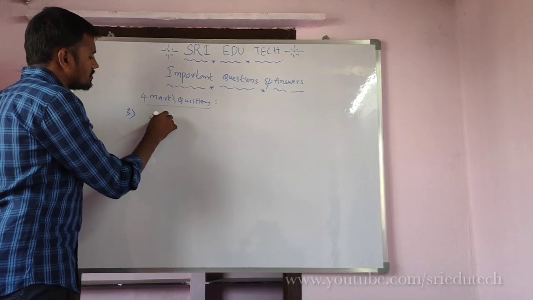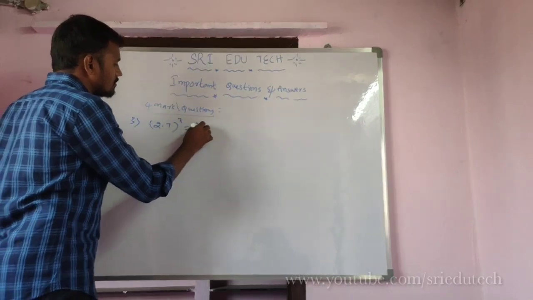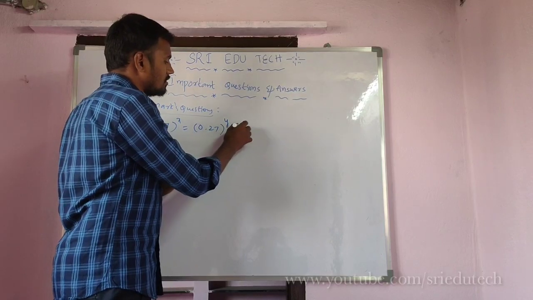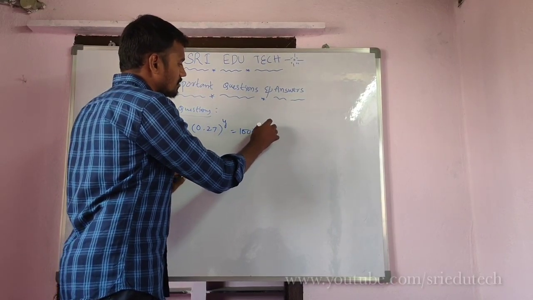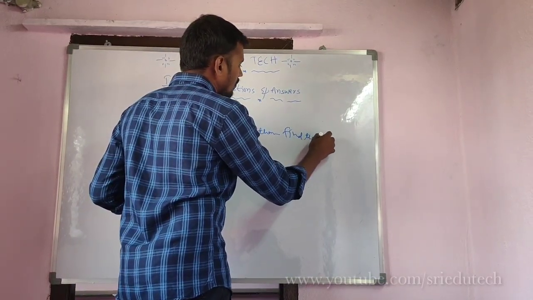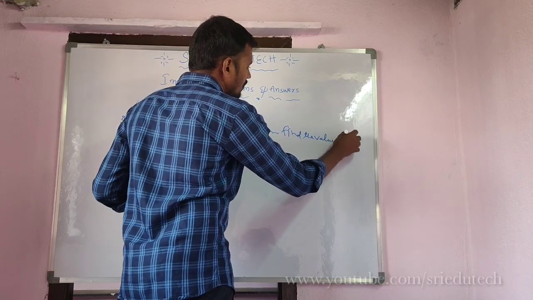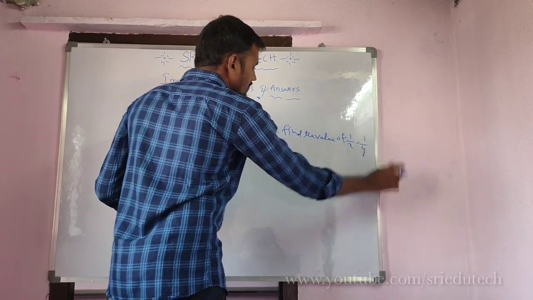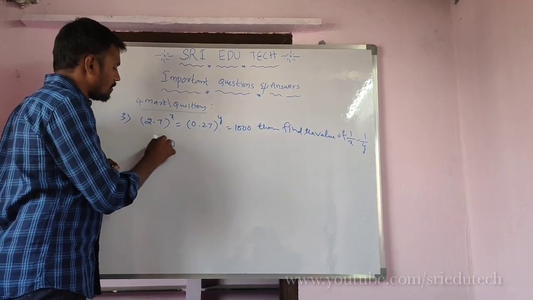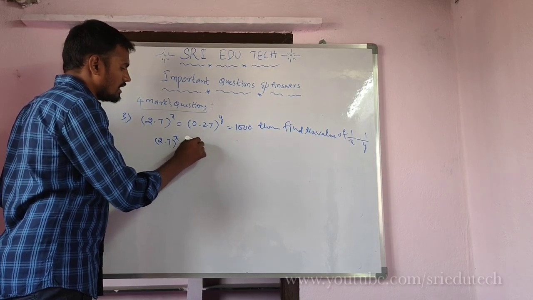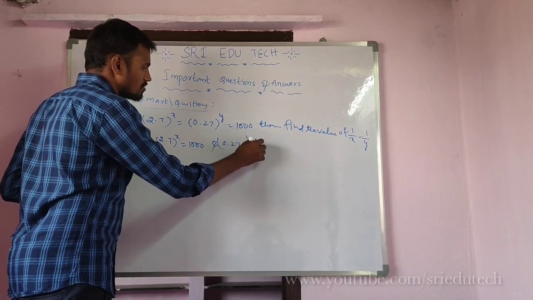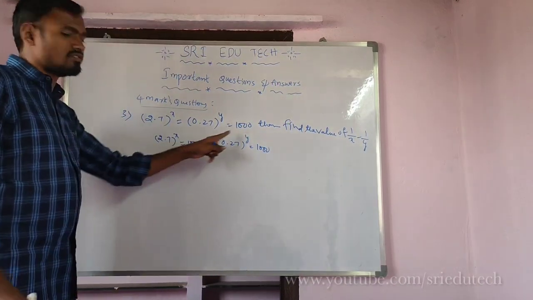2.7 whole power x is equal to 0.27 whole power y is equal to 1000. Okay, then find the value of 1 by x minus 1 by y. It is important. See, first take 2.7 whole to the power of x is equal to 1000. Okay, and also 0.27 whole to the power of y is equal to also 1000. Why? Because both are equal to 1000, no?